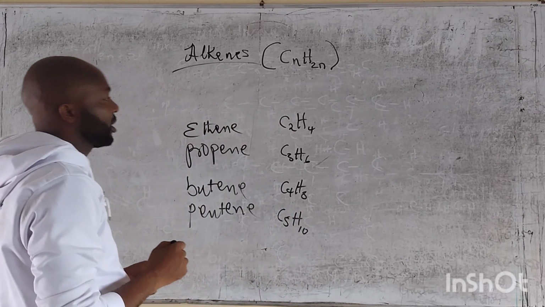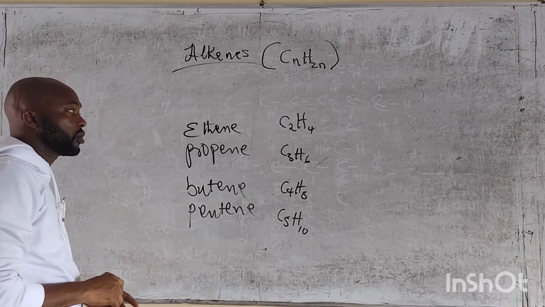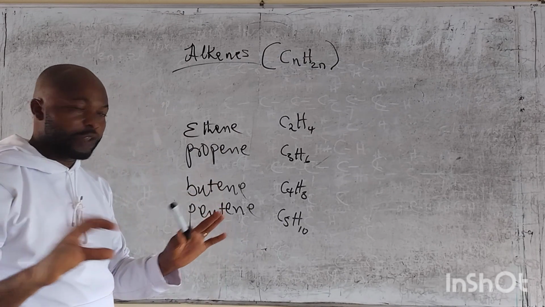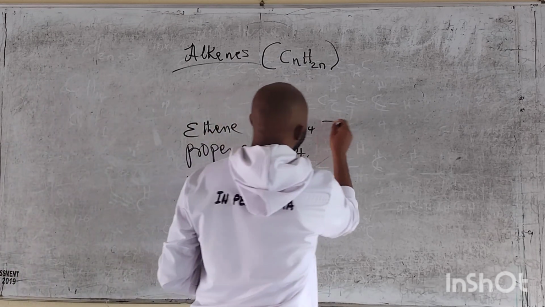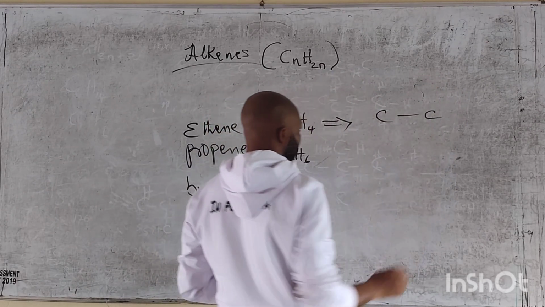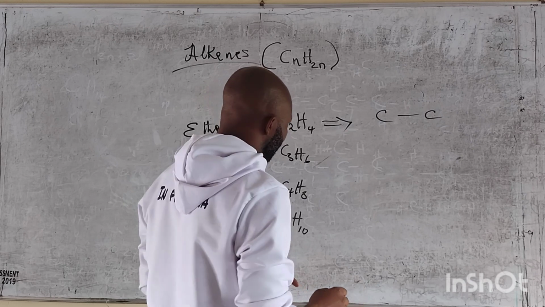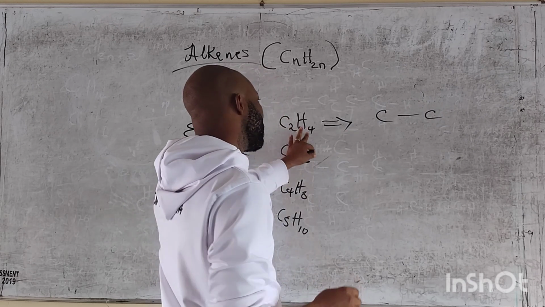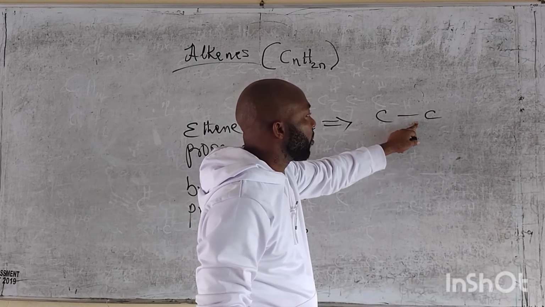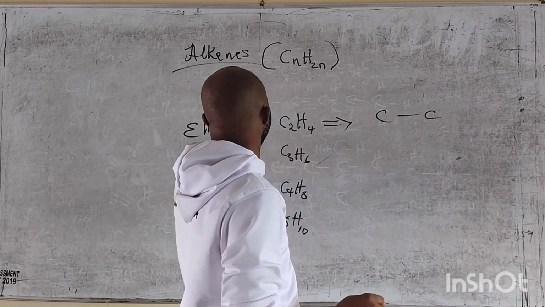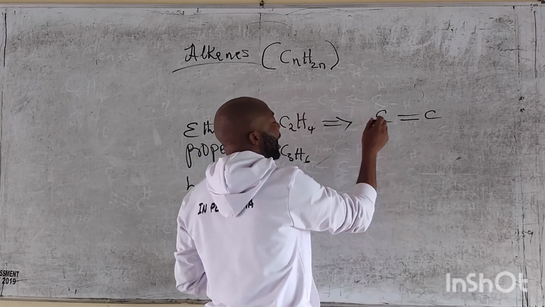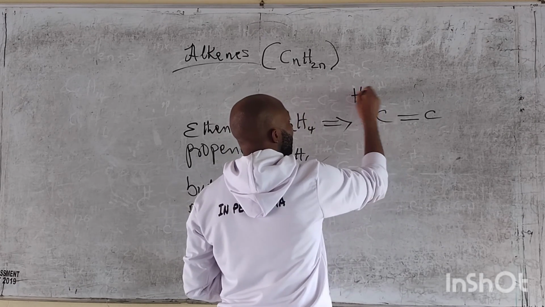Now, let us see how we draw their structures to show ethene, propene, butene. We say they are unsaturated, they have double bonds between their carbon atoms. Let us move further and see that. 1, 2. Now, this is carbon 2. I have 4 hydrogen atoms surrounding it. In our case of alkanes, which are saturated, this is singly bonded. But in ethene, it is double bonded. So if it is double bonded, the hydrogens will be placed this way.